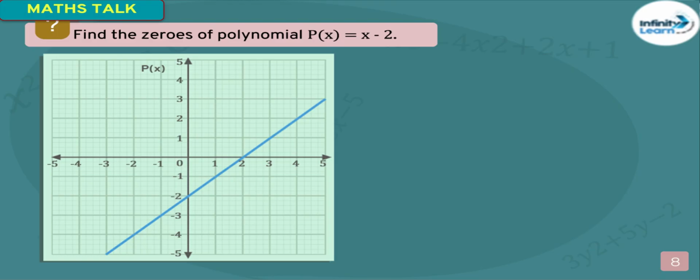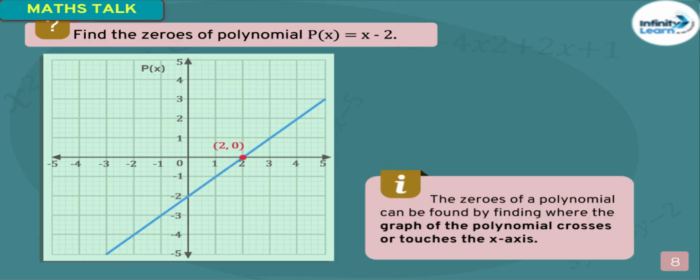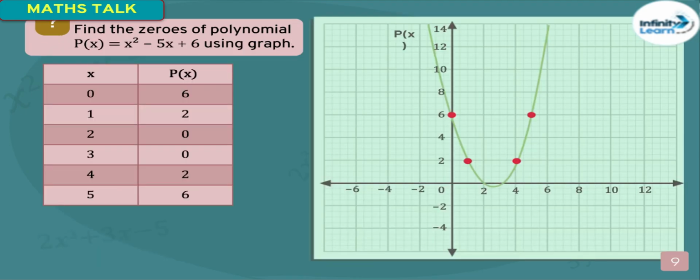Now find the zero of this polynomial x minus 2 by seeing the graph. Here the zero of the polynomial can be found where the graph is touching the x-axis. The graph is touching the x-axis at 2 comma 0. So the answer is 2.